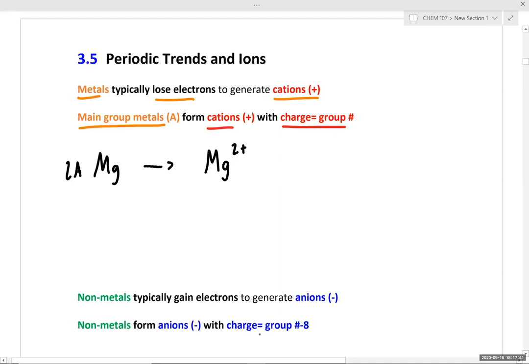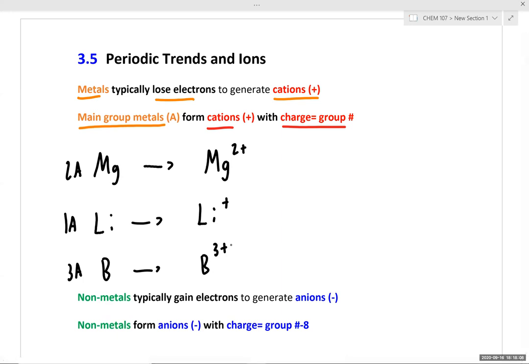Let's look at another example. Lithium, which is a 1A element, will prefer to form lithium plus because the group number is 1. Boron, which is a 3A element, will prefer to form boron 3 plus. Does this look familiar to everyone? Is everyone comfortable with these trends for ionization for metals?